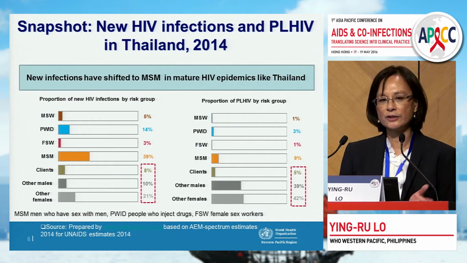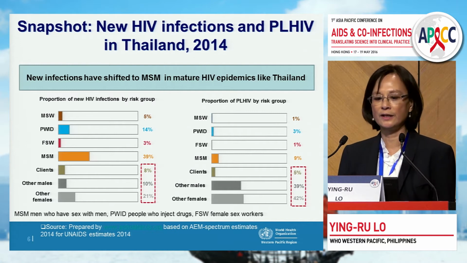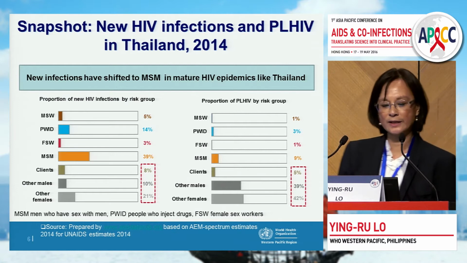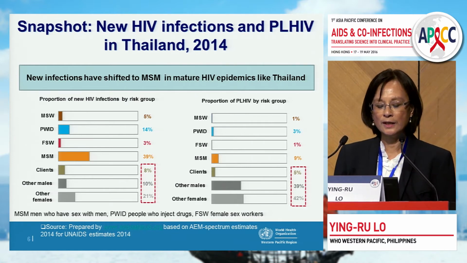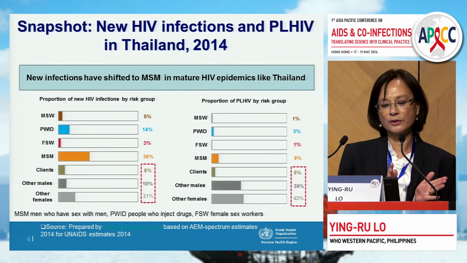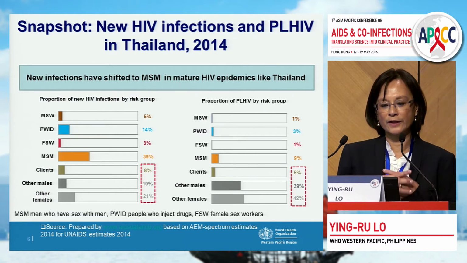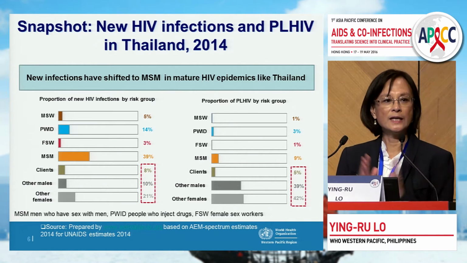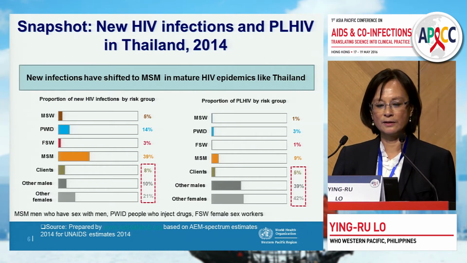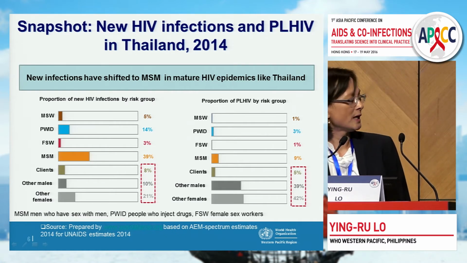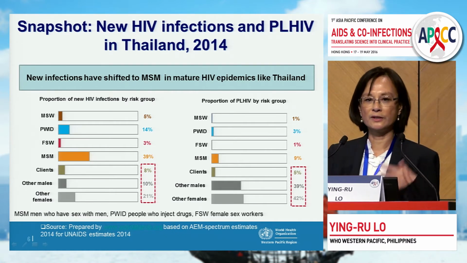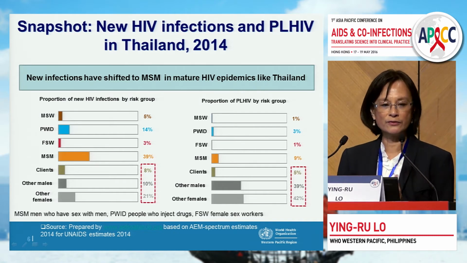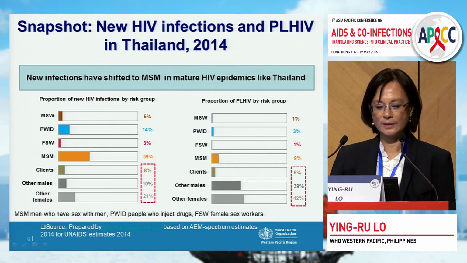So let's look at the snapshots. What are the population attributable fractions of HIV today? These are data from 2014 from the UNAIDS data hub in Bangkok. And you can see that the new HIV infections and the population attributable fraction of HIV do not match. So the population attributable fraction is mostly in the general population.